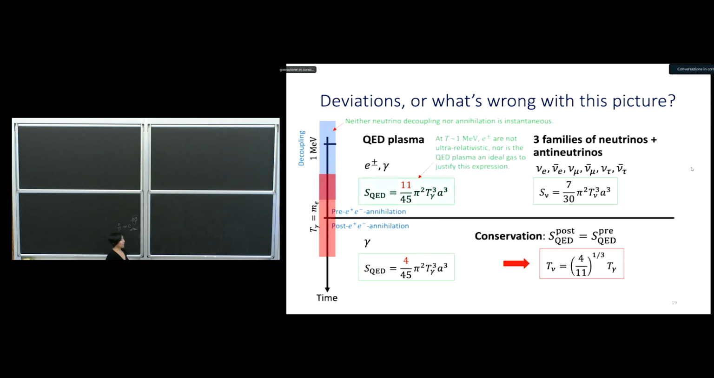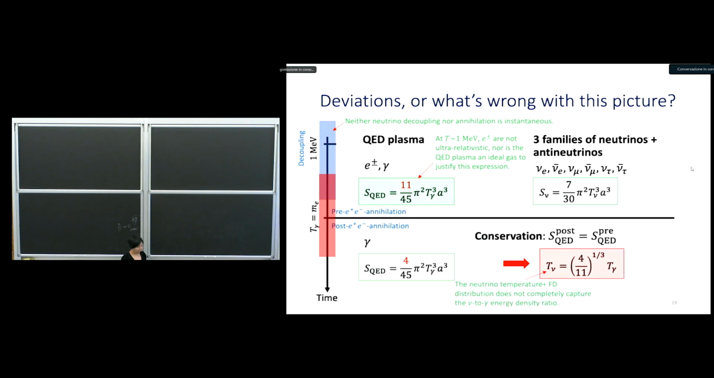The second thing is that when we wrote down the entropy in the QED plasma, we just said this is 11 divided by 45, and so on. And when we wrote this expression down, there was another assumption in there. We treated the electrons and positrons as totally relativistic, which is also not quite true if you are very close to the annihilation epoch. So we should take into account the fact that the electrons are actually slightly massive. That also changes this expression.